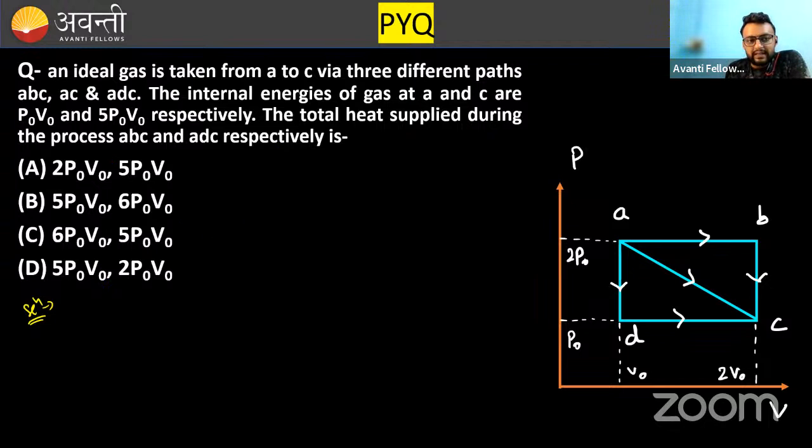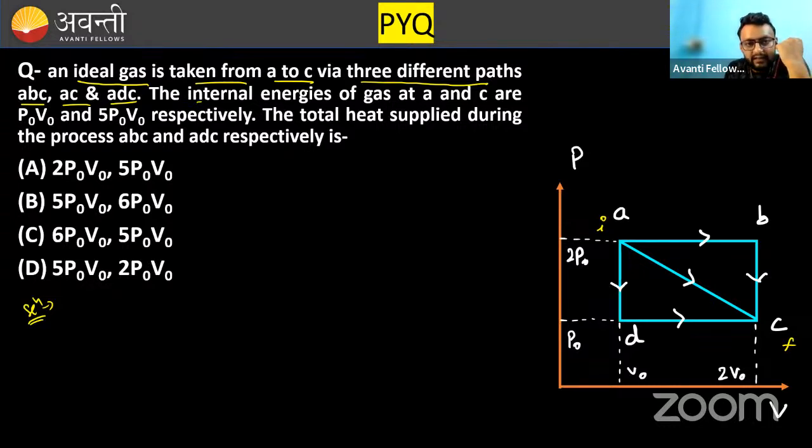Okay. So the question says, an ideal gas is taken from A to C via 3 different paths: ABC, AC, and ADC. Okay, listen to me. This is our initial point A. This is our final point C. Now, the process is going either via ABC or AC or ADC. That means 3 paths are there to reach C from A.